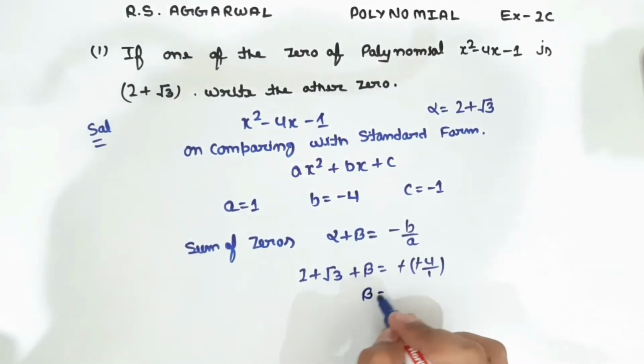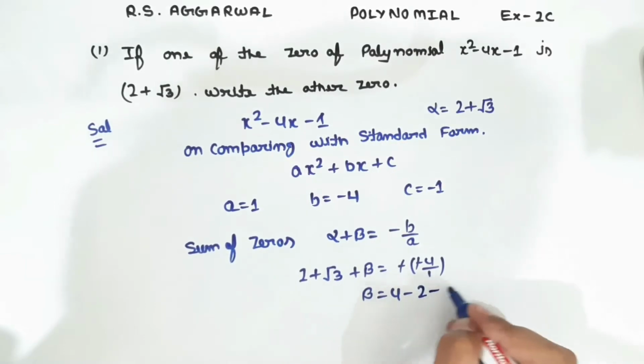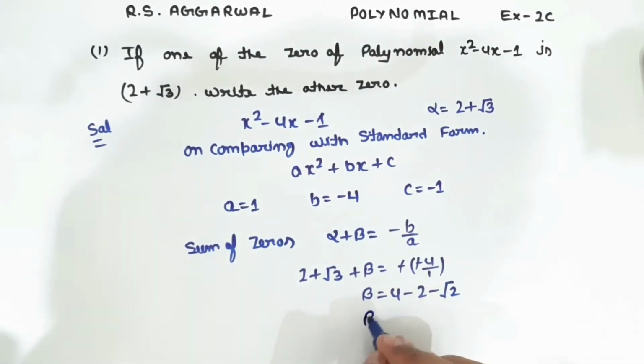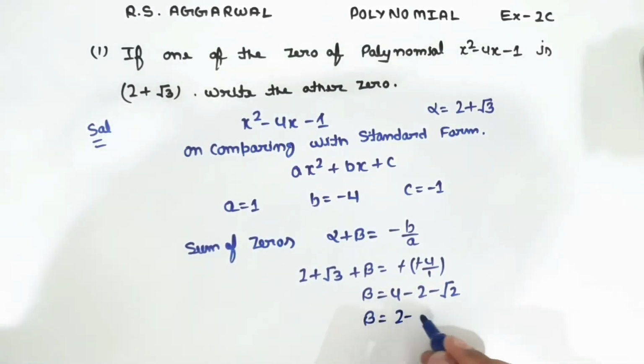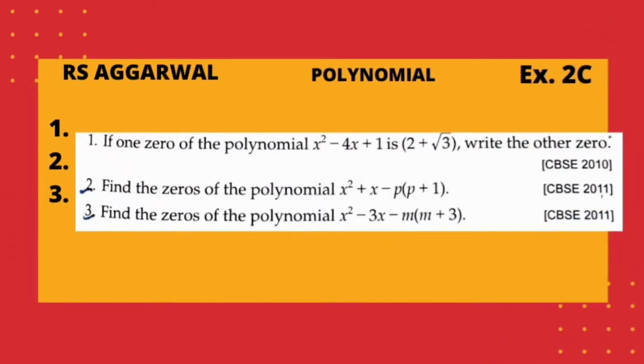So from here beta will be 4 minus 2 minus root 3. So beta will be 2 minus root 3. So our other zero is 2 minus root 3.